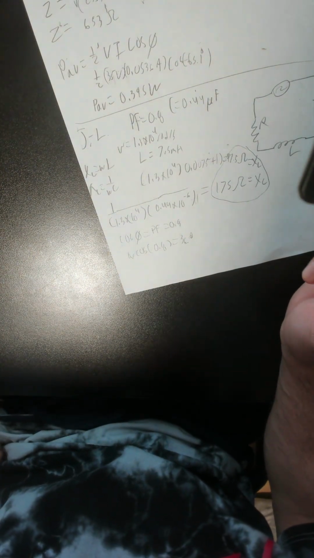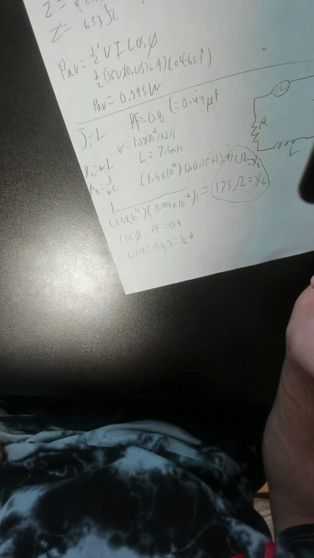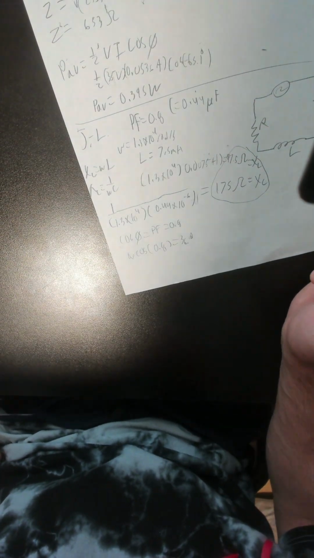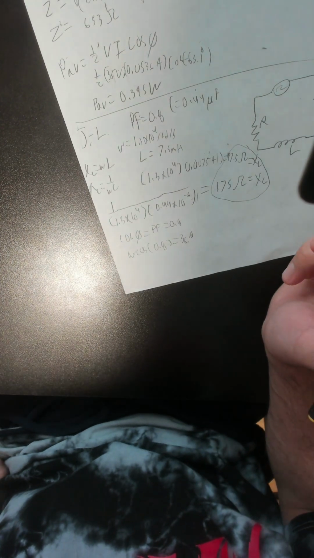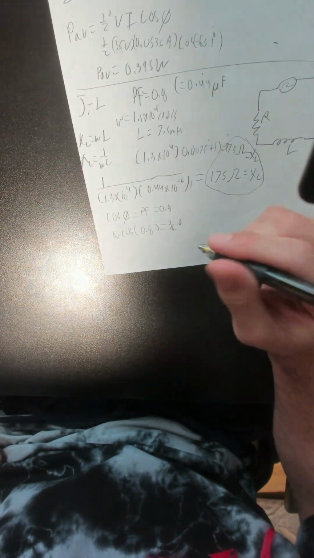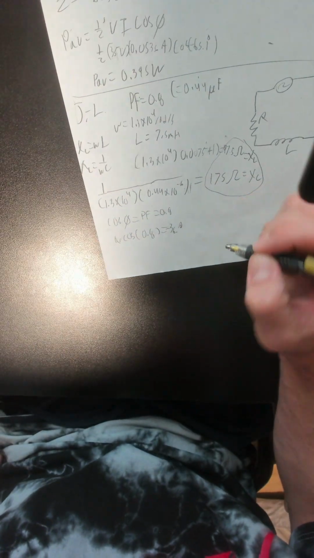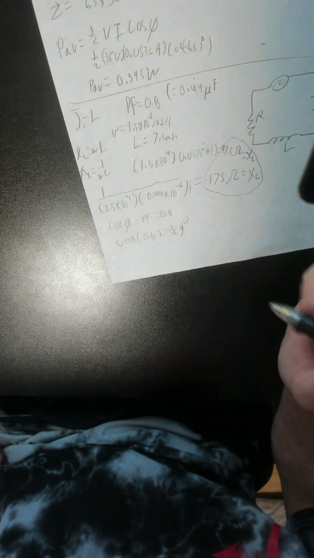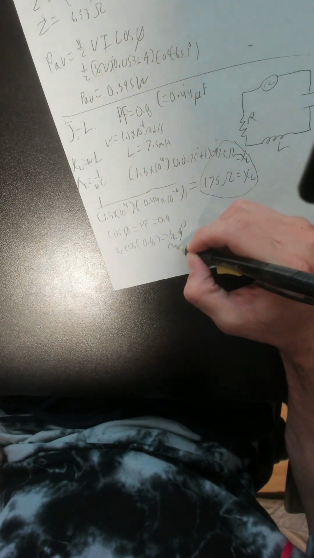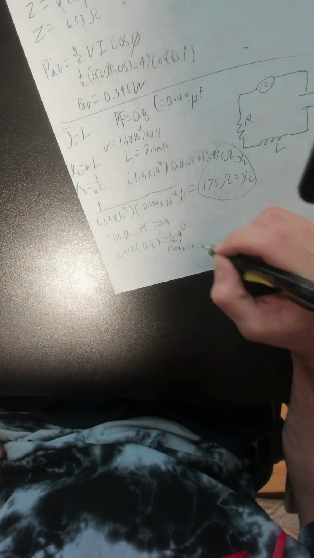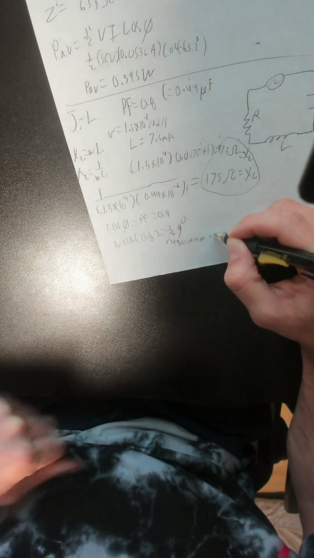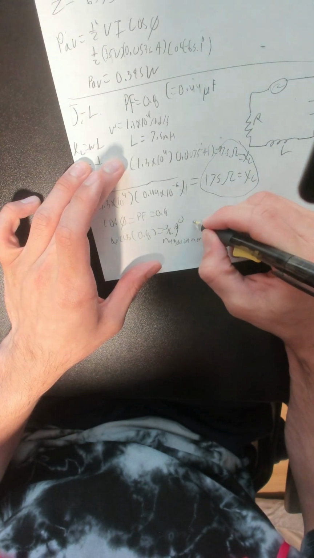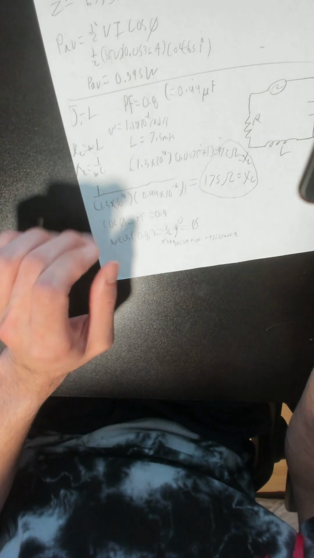But since we have a higher capacitive resistance, it's going to be a negative net resistance, so it's going to be a negative phase angle: negative 36.9 degrees. So that's the phase angle, negative 36.9 for part K.